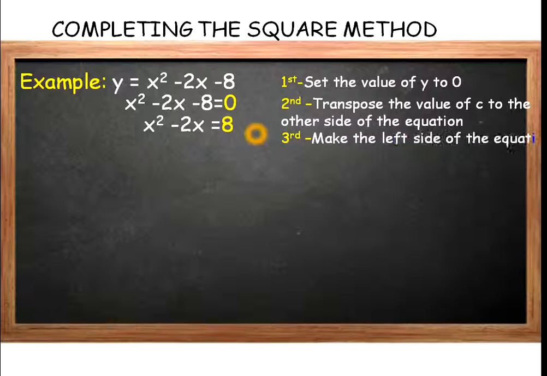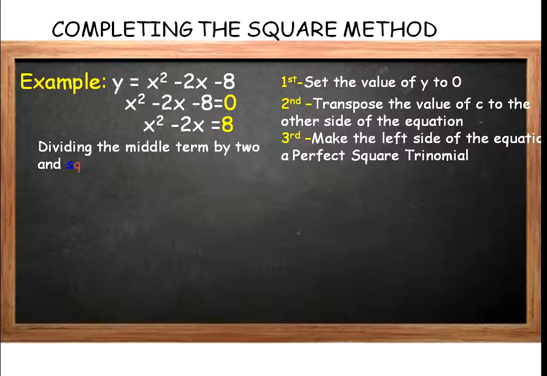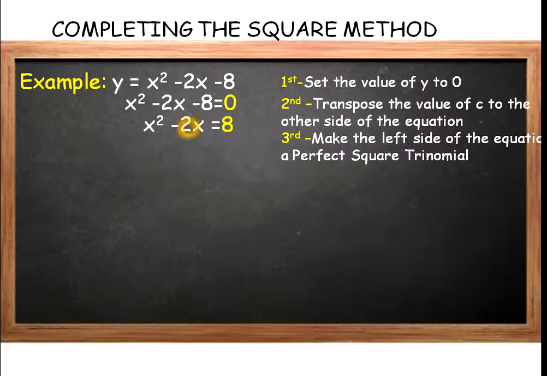Third step, we have to make the left side of the equation a perfect square trinomial. That's x squared minus 2x. Now we have to divide the middle term, which is negative 2, by 2 and square the answer. Negative 2 divided by 2 will give us negative 1, and negative 1 squared will give us positive 1. Thus we have x squared minus 2x plus 1.